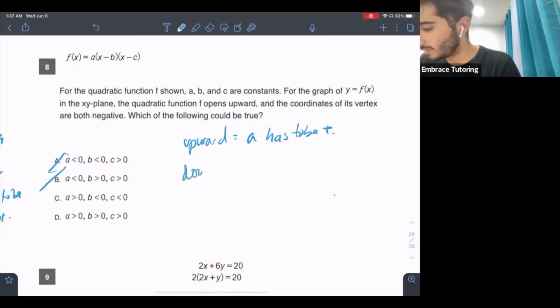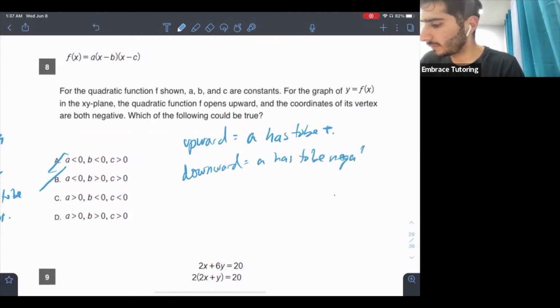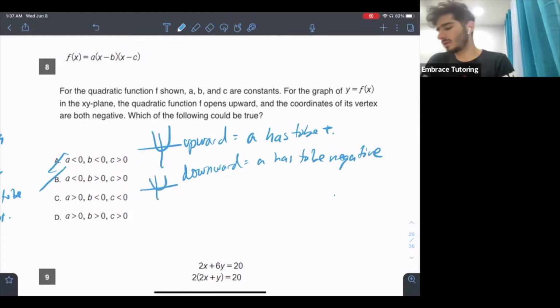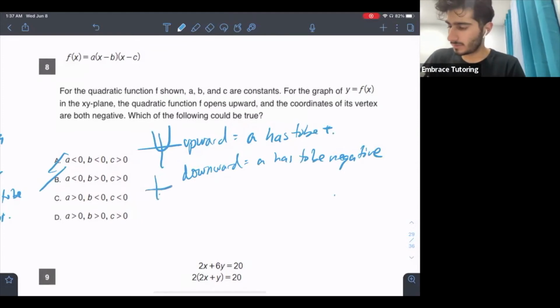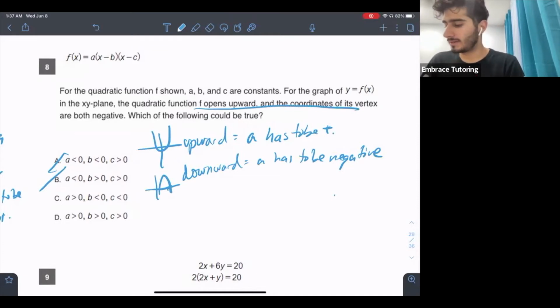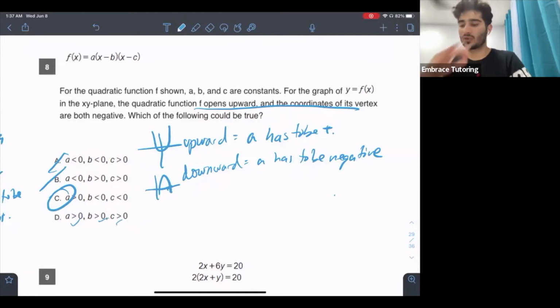If it was downward, a has to be negative. Yeah, if it's downward it has to be negative. So that eliminates A and B, and now it opens upward, and the vertex is negative. If the vertex is negative, the only option would mean that C is correct, because B and C both can't be positive for the vertex to be negative.